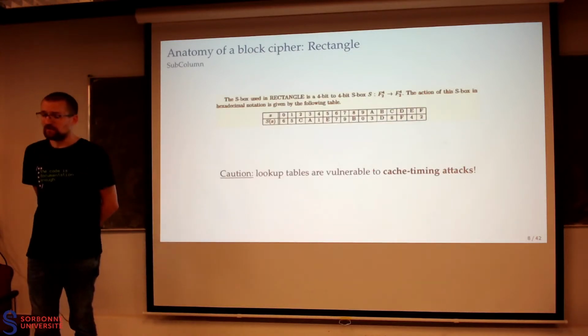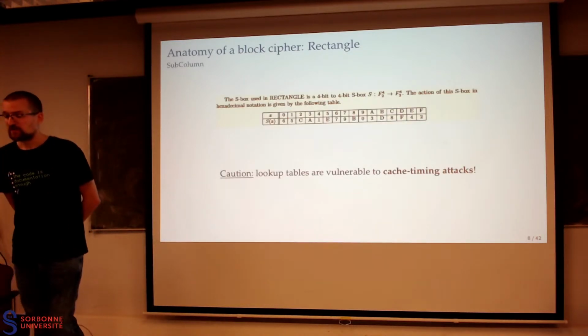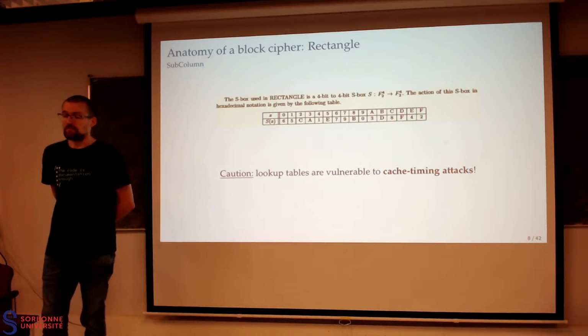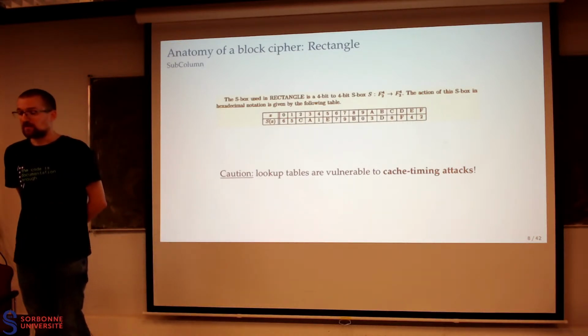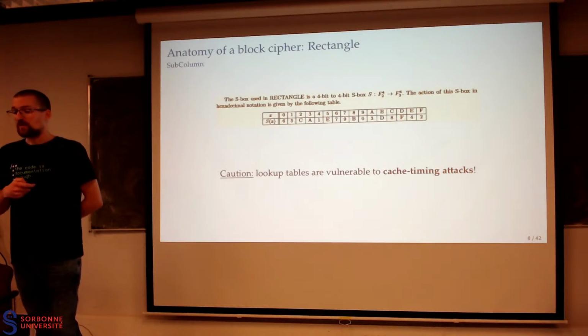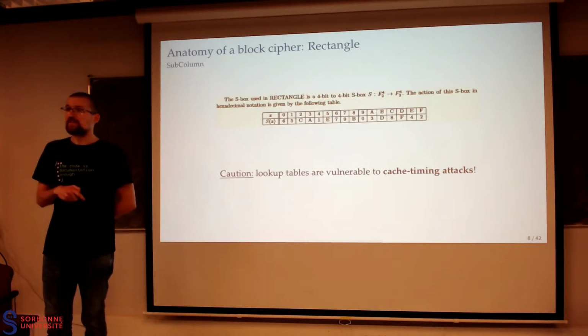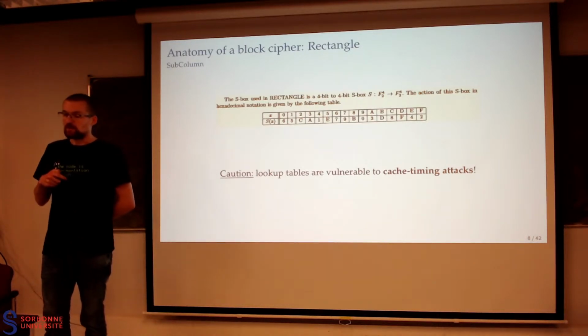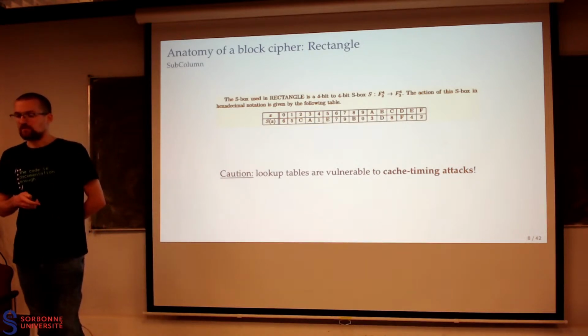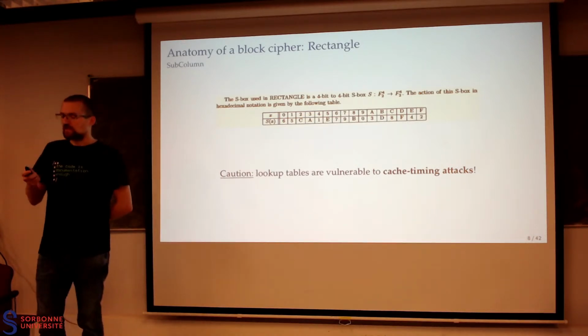Then we have SubColumn, the S-box of Rectangle. An S-box is basically a key component of most ciphers, and SubColumn is a function, thus an S-box, which takes 4 bits as input and returns 4 bits, and is specified using a lookup table. So basically, with the 4 bits of input, you index into a table which contains elements on 4 bits.